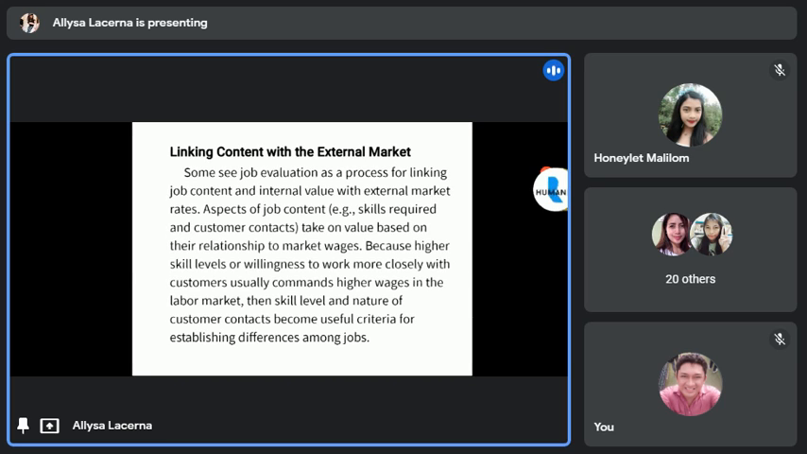Some see job evaluation as a process for linking job content and internal value with external market rates as aspects of job content. Example is the skills required and customer contacts take on value based on their relationship to market wages, because higher skill levels or willingness to work more closely with customers usually command higher wages in the labor market. Then skill level and nature of customer contacts become useful criteria for establishing differences among jobs. So dito naman, the more na mataas yung skill level mo or yung willingness mo para magtrabaho and more closely ka sa mga customer, usually it commands higher wages in the labor market.